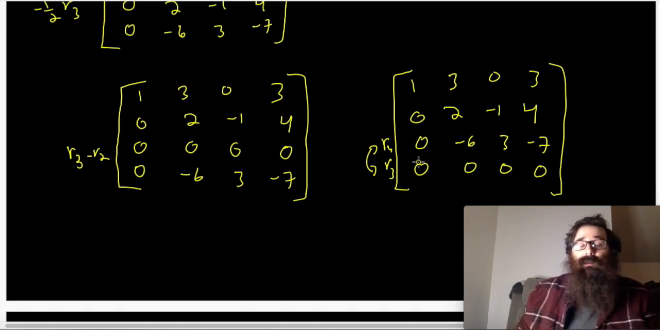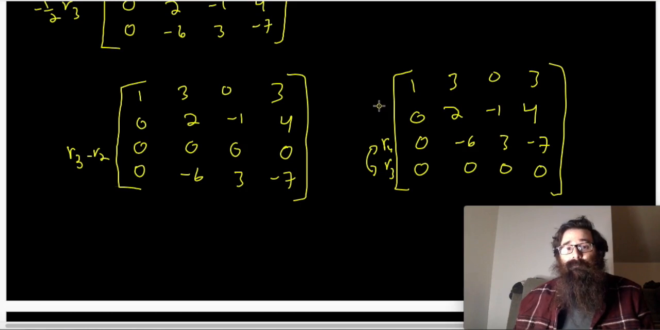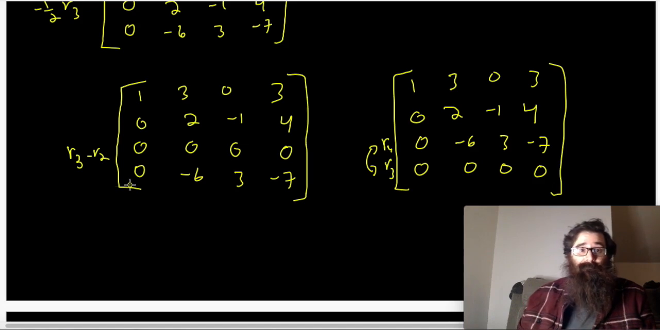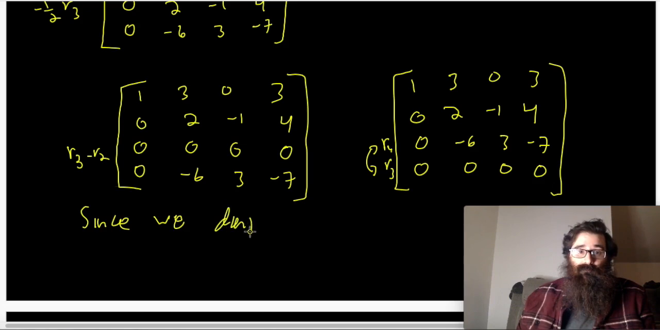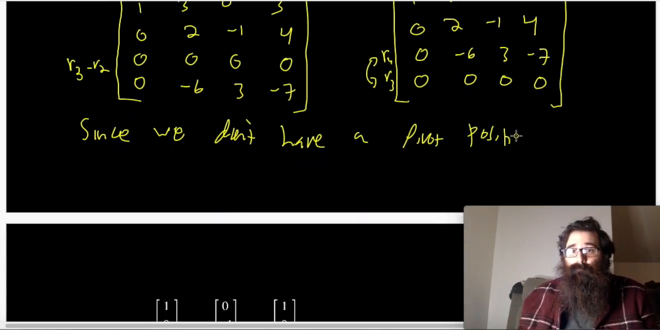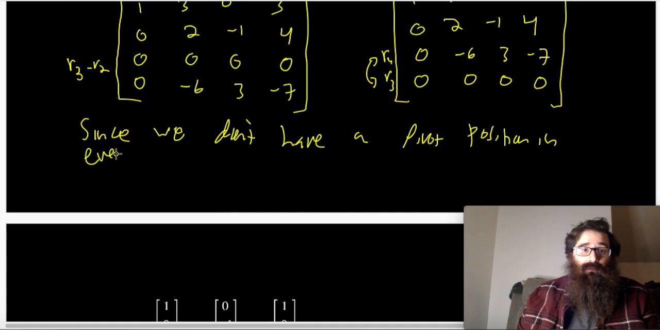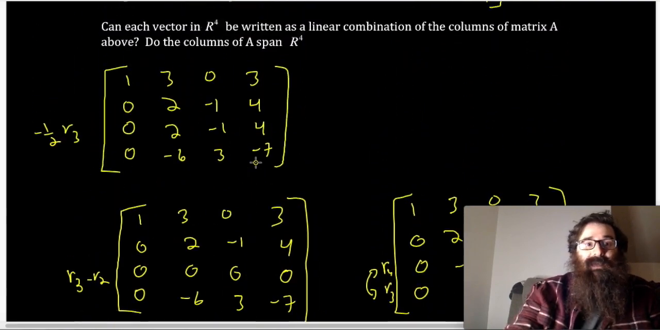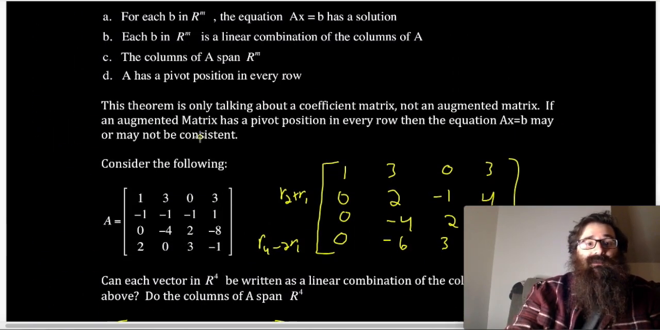But now I can say right away, hey, I'm not going to be able to get a pivot position in every row. How do I know that? I have a row of all zeros. There's not going to be a pivot position in that row since everything is eliminated. A row of all zeros, no pivot position. So we'll say since we don't have a pivot position in every row, then we can answer these questions. So we know that statement D is false, so all these other statements are false.